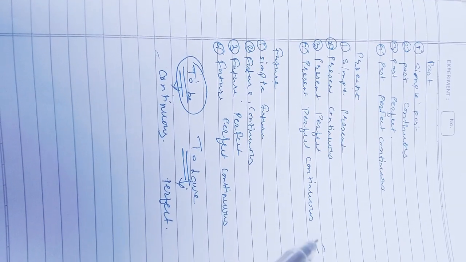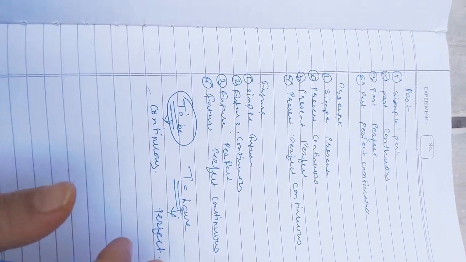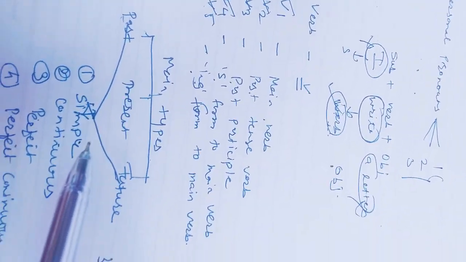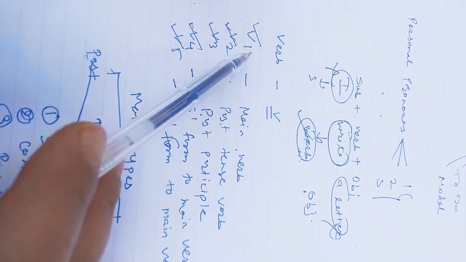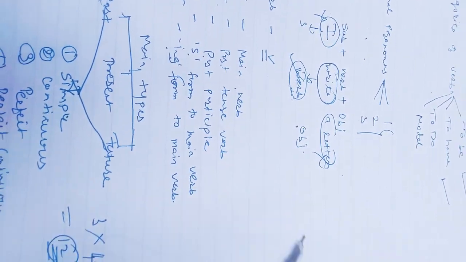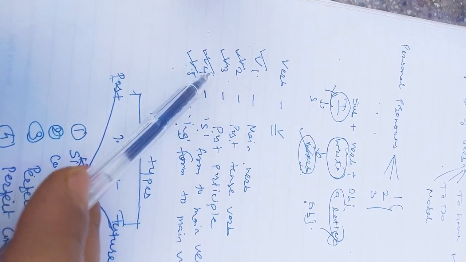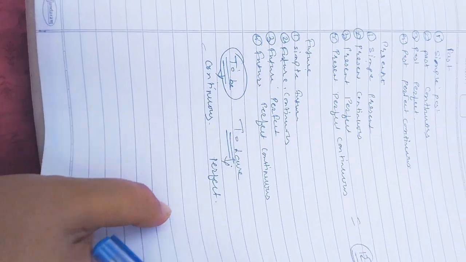Now we'll move to the actual types of tenses, the actual formulas I'm going to introduce. For that we have also gone through the short forms. These are the short forms I have shared with you: V1, V2, V3, V4 and V5, right? Now we are going to use these V1, V2, V3, V4 and V5 in the formulas of tenses. Now I'll introduce you to the formulas of tenses.